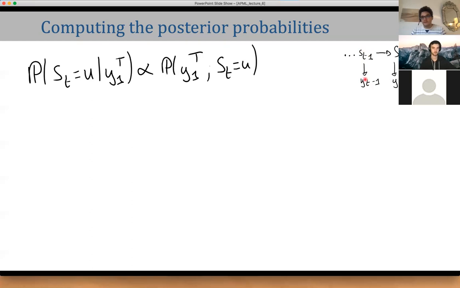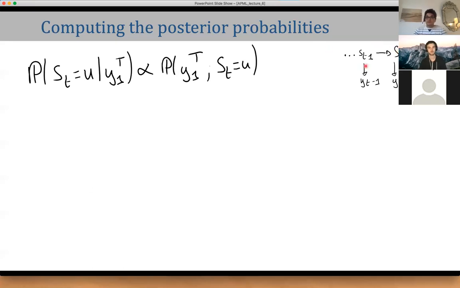Just follow given the hidden variables. So what we have to understand when we see this graph is that if I fix the value of S_T, if I say my hidden variable at position T has value U, I completely divide my timeline into past and future. In this case, the past is independent from the future because of the Markov chain, because I fixed this value.